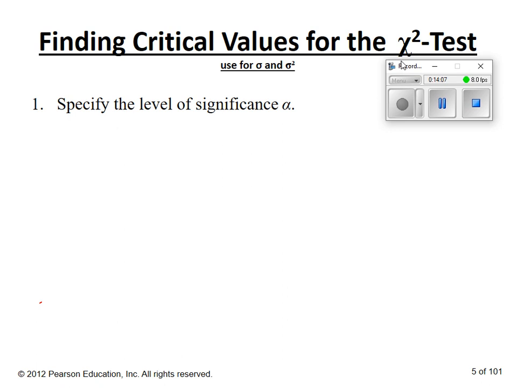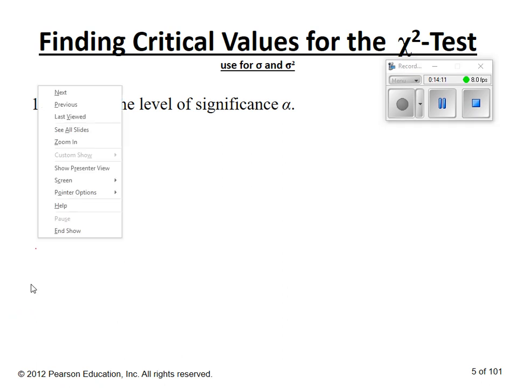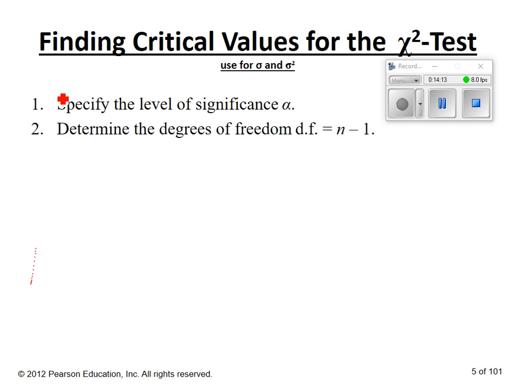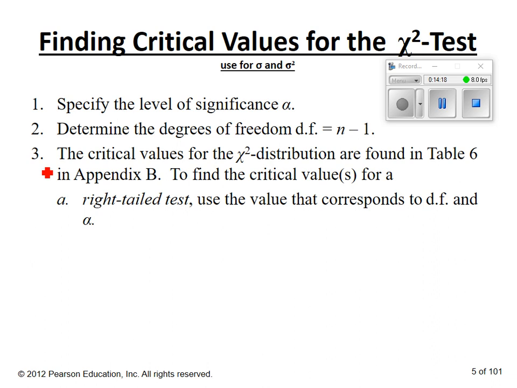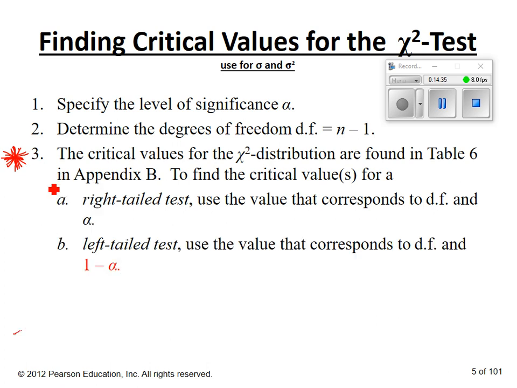Alright, finding critical values for the chi-square test. I wouldn't write any of this down, this is just what we're gonna do. Specify the level of significance, so you're gonna find your alpha and your degrees of freedom. The harder part for this one is gonna be different than everything else we've done this chapter, so you really gotta watch closely. You gotta decide whether it's right-tailed, left-tailed, or two-tailed, but then the way we find the values is different.